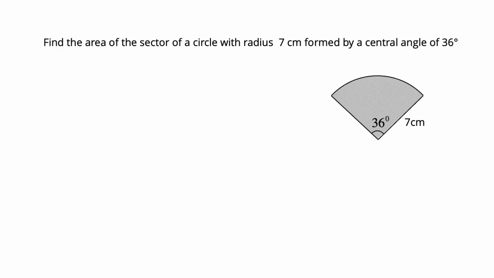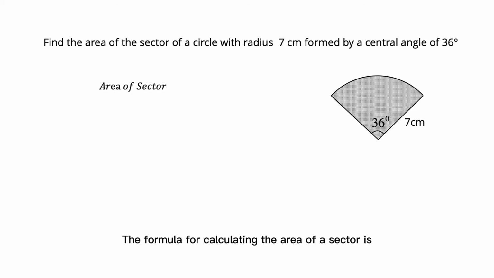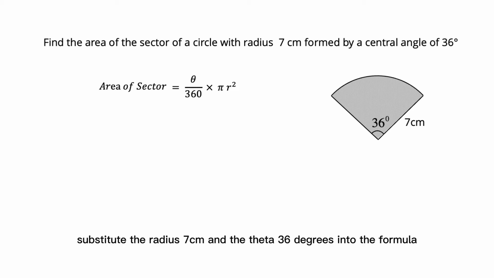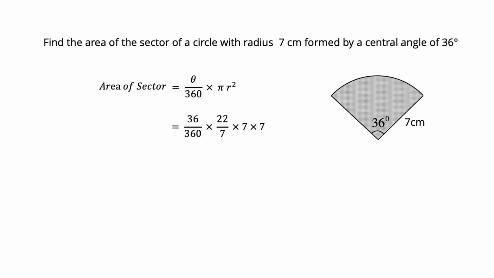Find the area of the sector of a circle with radius 7 cm formed by a central angle of 36 degrees. The formula for calculating the area of a sector is theta over 360 times pi r squared. Substitute the radius 7 cm and the theta 36 degrees into the formula. 36 over 360 times 22 over 7 times 7 squared. That is 7 times 7. Try to simplify the fraction. 36 divided by 36 gets 1.